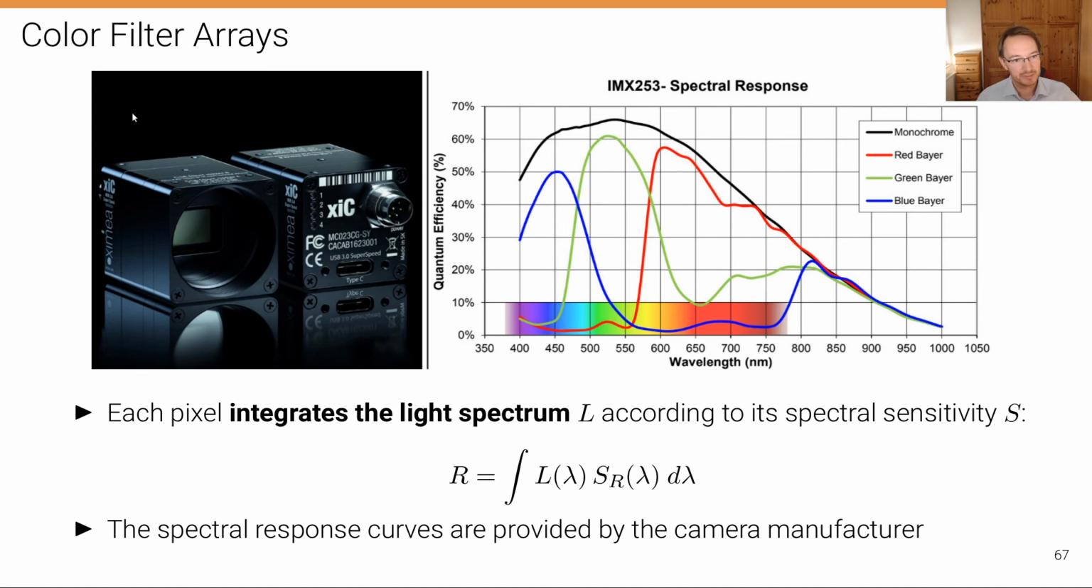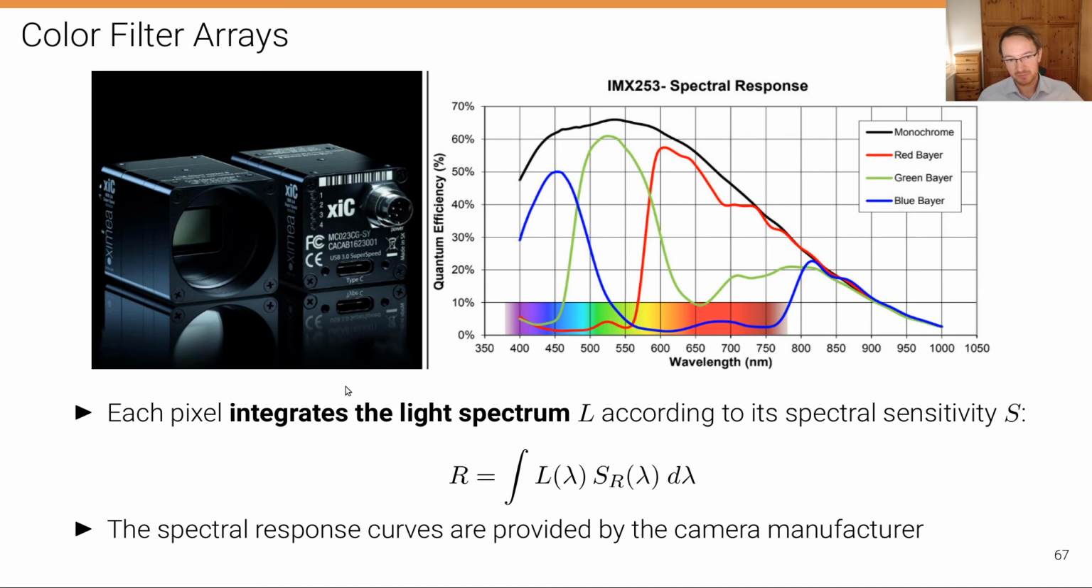Here you can see one of the cameras that we are using in our research, and on the right you can see a screenshot from the manual of that camera. You can see how different colors correspond to different wavelengths, and you can see that this is not even monotonic. The green curve, for example, corresponds to green, but also a little bit outside of the green spectrum. Here on the bottom you can see the wavelengths.